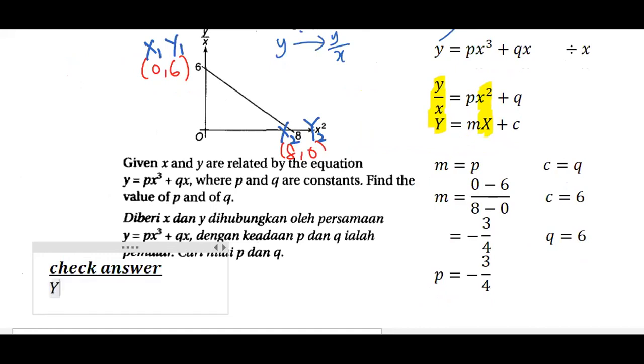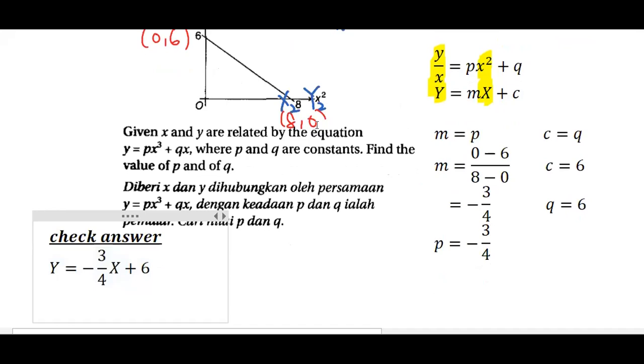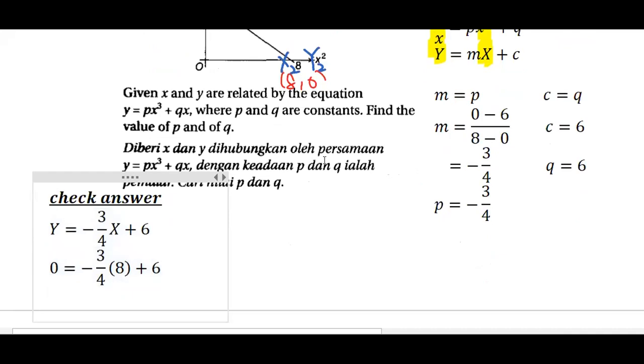How to check? Contoh, kamu dapat M kan? Negative 3 per 4x plus C. C 6. Saya ganti dekat sini ya. Y equals to mx plus C. Okay, you can use any of the point. Guna salah satu. Contoh, 8 dengan 0. Contoh, Y 0. X 8. So, cuba kamu tekan yang sebelah kanan. You use the right hand side. Negative 6 plus 6. So what you get? 0.